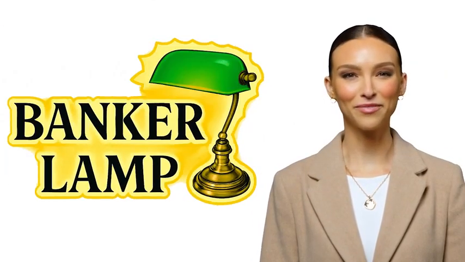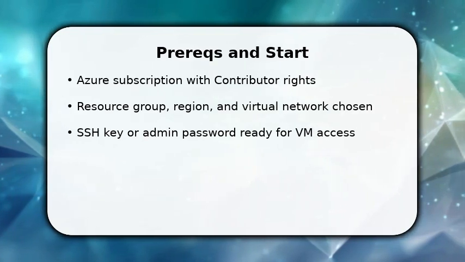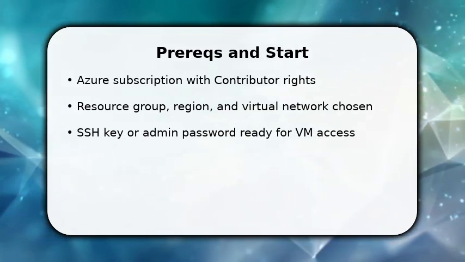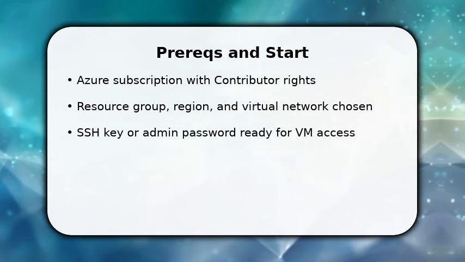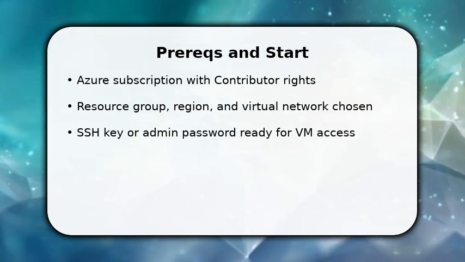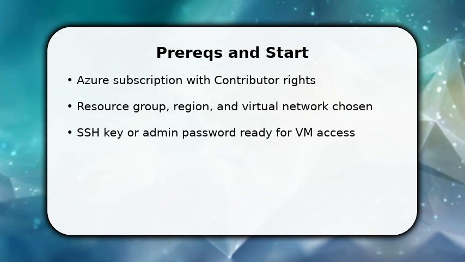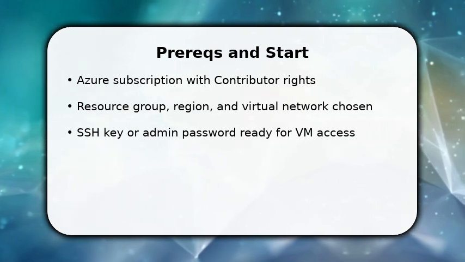Please enjoy the video. You begin by validating prerequisites. Confirm your Azure subscription, resource group, and a virtual network in the target region. Next, choose an image and VM size based on expected load. This matters for cost and performance. Create or import an SSH key or set a secure admin password so you can access the machine later.